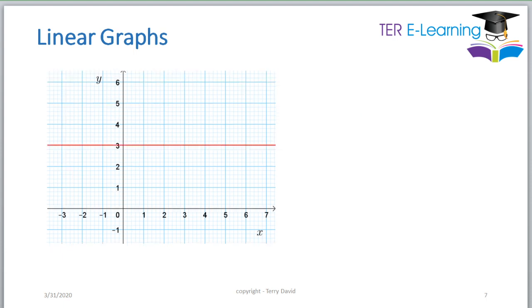Now, let's look at this line here. This line is a horizontal line, right? The red line is a horizontal line, but the red line passes through the point y equal 3. So the equation for this line is y is equal to 3, right? That is the equation of this horizontal line. It's y equal to 3, right?